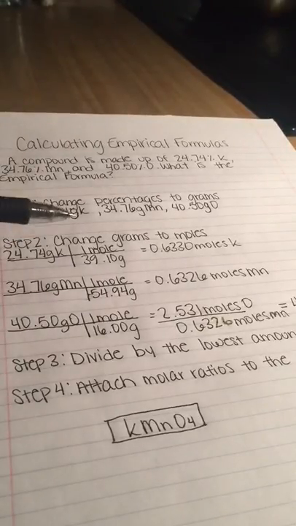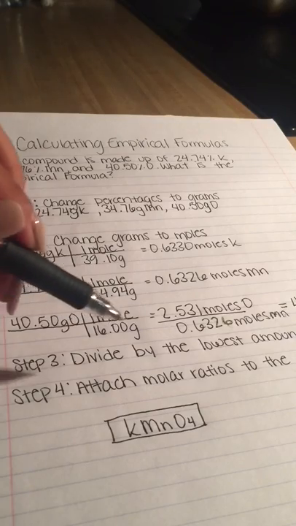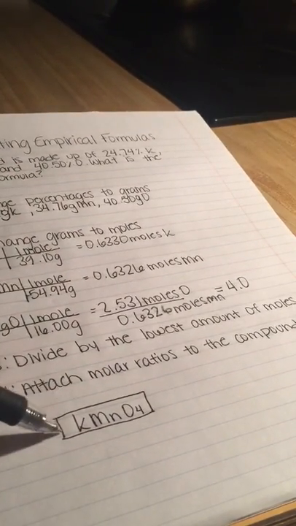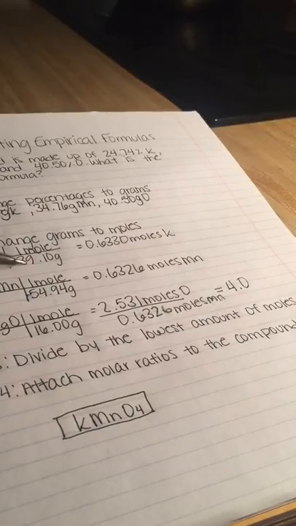So after that, we're going to come to the final step, which is attach molar ratios to the compound. So this should be your final answer, which is potassium permanganate.